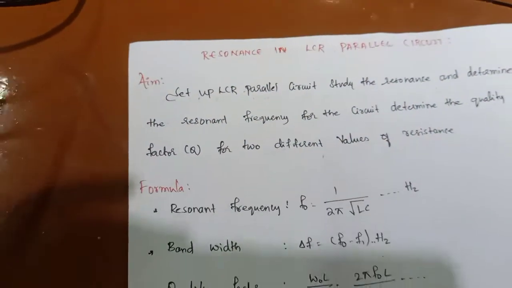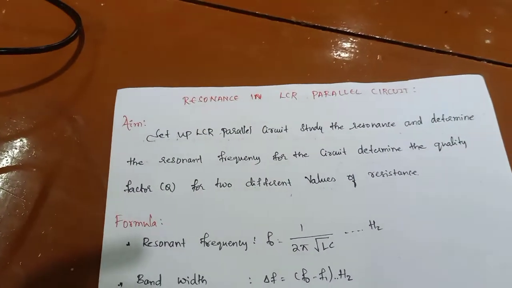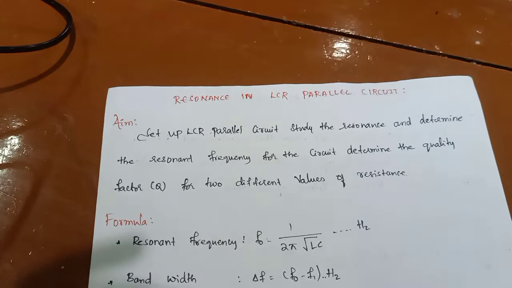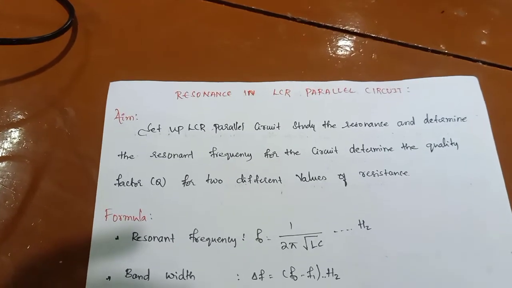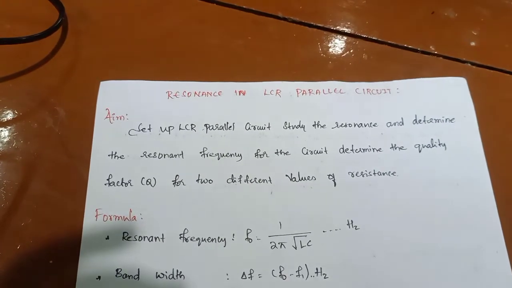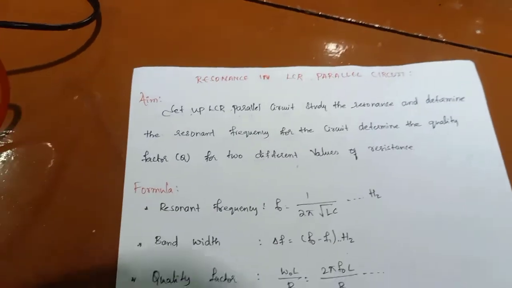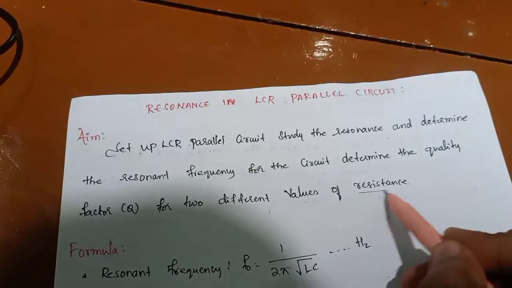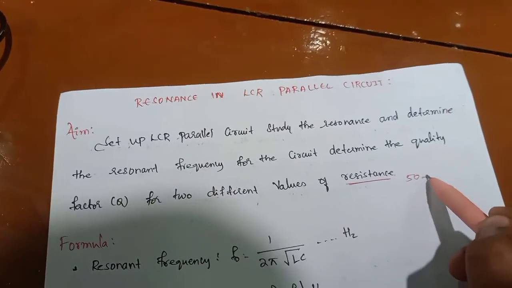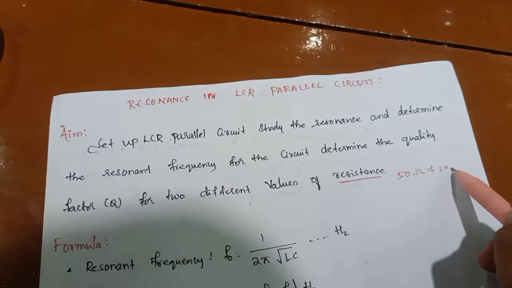The aim is to set up an LCR parallel circuit, study the resonance, determine the resonant frequency for the circuit, and determine the quality factor Q for two different values of the resistance. The two values of the resistance are 50 ohm and 20 ohm.